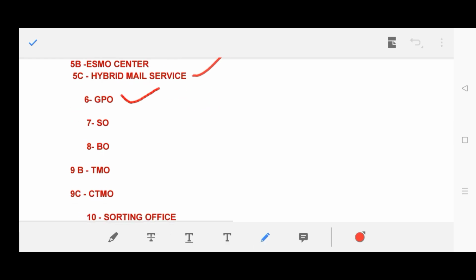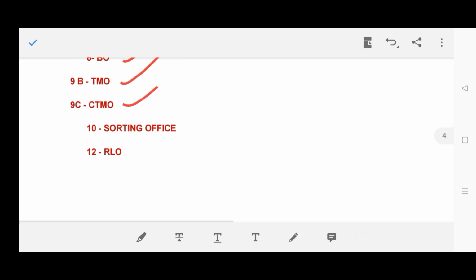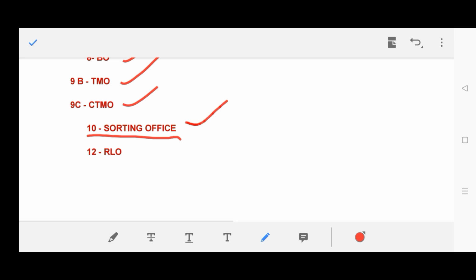Rule 6 is about the GPO, General Post Offices. Next, 7 is about sub offices. Rule 8 is about branch offices. 9B is about the transit mail offices. Next, 9C is about the computerized transit mail offices. Next, Rule 10 is about the sorting offices.